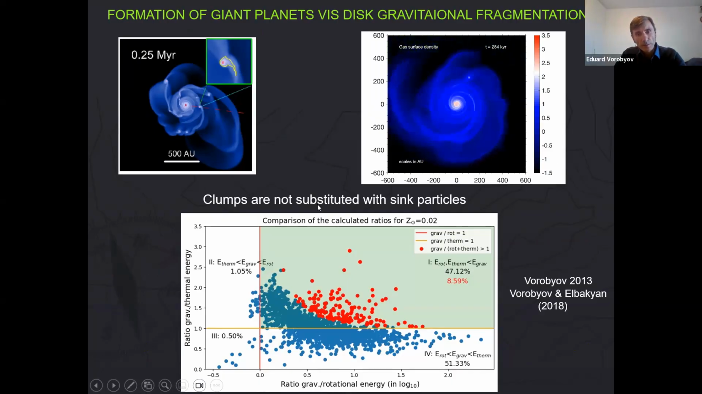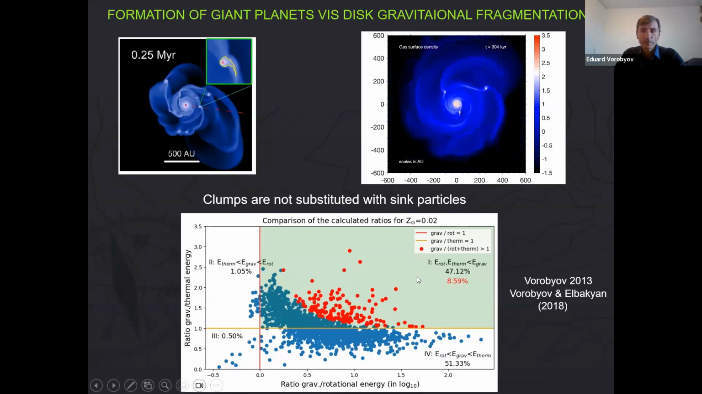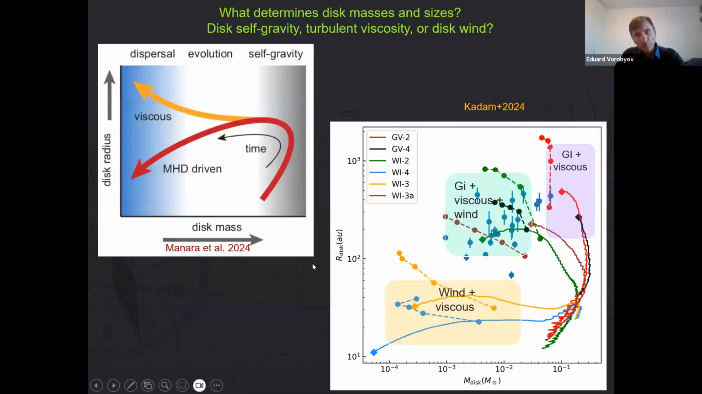Because we do not introduce sink particles, we can study the internal energetics of the clumps and compare the thermal energy and rotational energy, and figure out how many of these clumps are going to be gravitationally bound and actually give birth to giant planets or brown dwarfs. And usually it's a very small fraction of the total number of clumps.